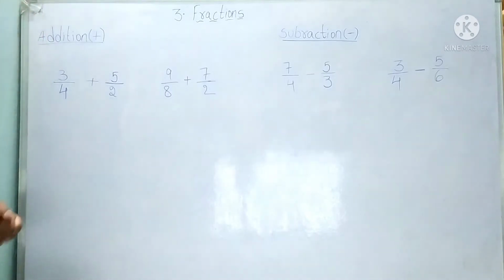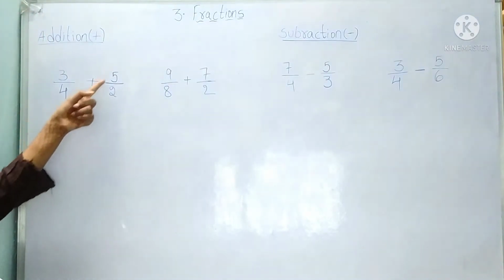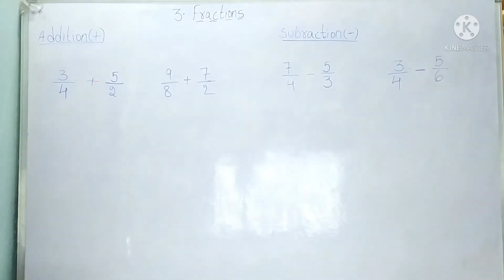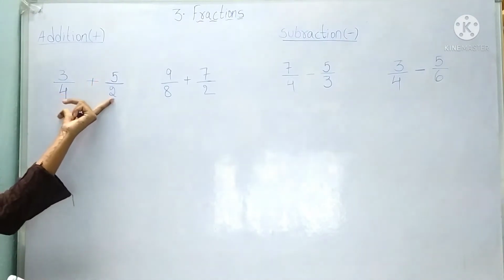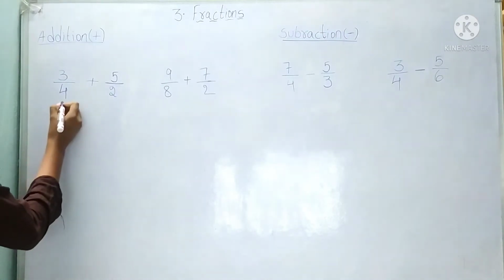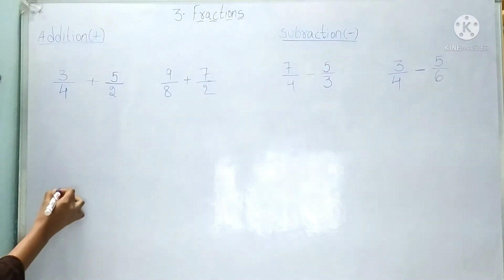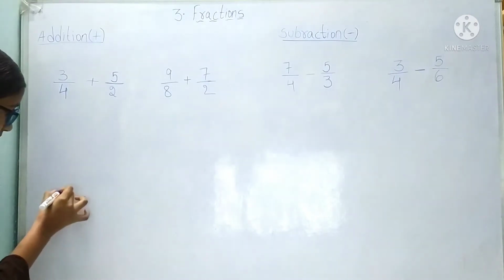Okay, let's start. Here we have 3 by 4 plus 5 by 2. So we have to add the two fractions here. First, here 4 and 2. Write the common multiples of 4 and 2.